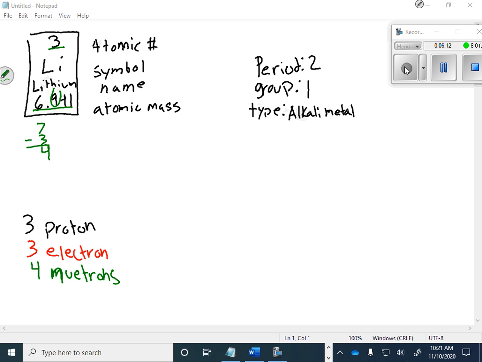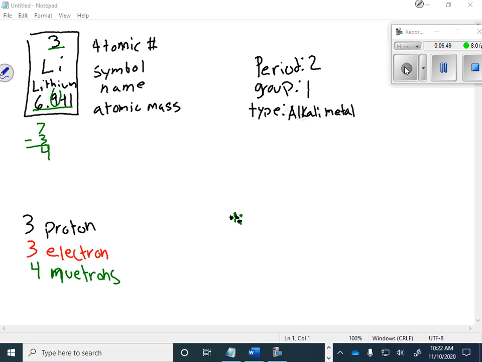So when we make the model of this atom, we would draw 4 neutrons in the middle and 3 protons in the middle. I accidentally got rid of some of my neutrons there. Okay. So 4 neutrons, 3 protons, because protons and neutrons are in the nucleus, and so they go in the center. And we have 3 electrons.